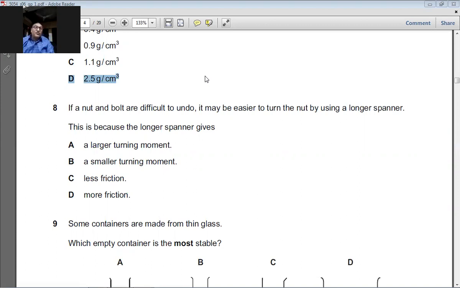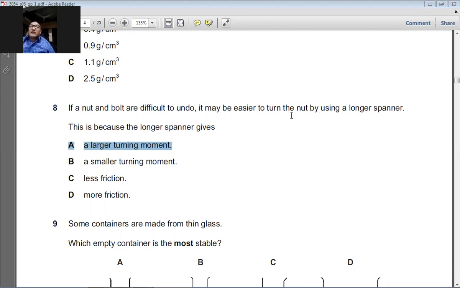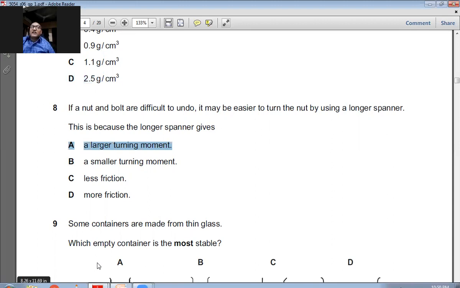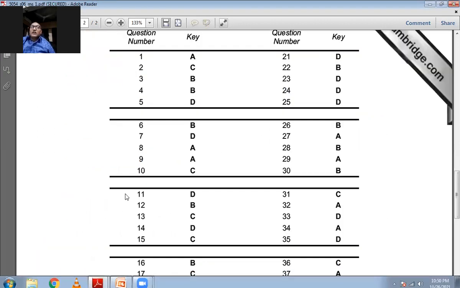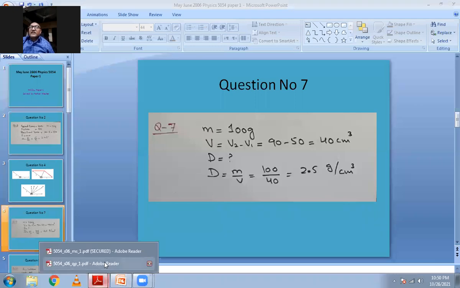Yes, that's true. A smaller turning moment, that's wrong. Less friction, that's wrong. More friction, that's wrong. So the best option is, because when you use a longer moment arm, the same force will produce a larger turning effect. So question number 8, A part. So let's check. Question number 8, A is the right answer, sir.